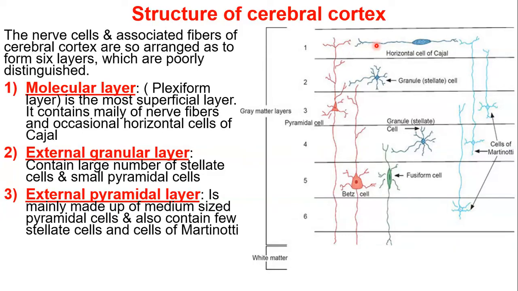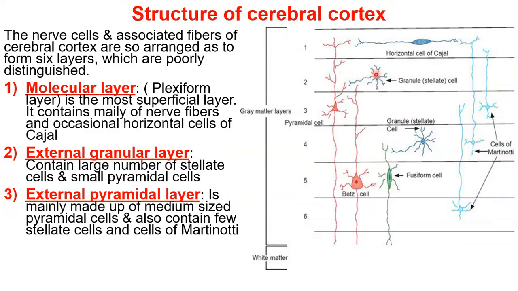So this layer is known as the plexiform layer, and it is the most superficial layer. It contains mainly nerve fibers and also the horizontal cells of Cajal. The horizontal cells of Cajal are present only in the molecular layer. This is an important MCQ. Now the second layer is the external granular layer.